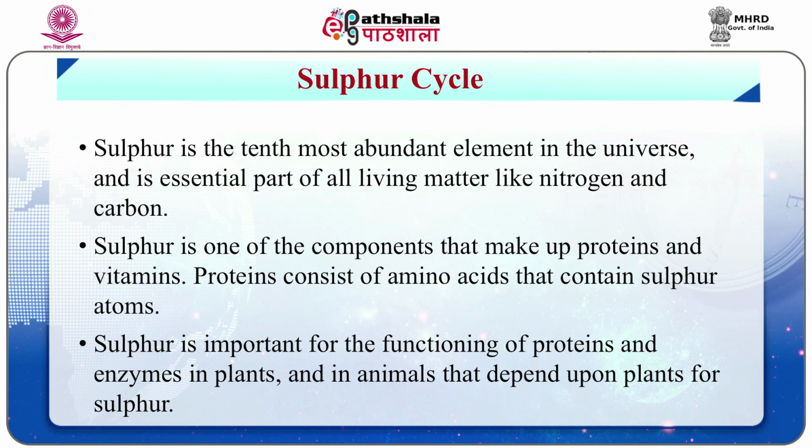Sulphur cycle. Sulphur is the Earth's most abundant element in the universe and is an essential part of all living matter like nitrogen and carbon. Sulphur is one of the components that make up protein and vitamins. Protein consists of amino acids that contain sulfur atoms. Sulfur is important for the functioning of protein and enzymes in plants and in animals that depend upon plants for sulfur.